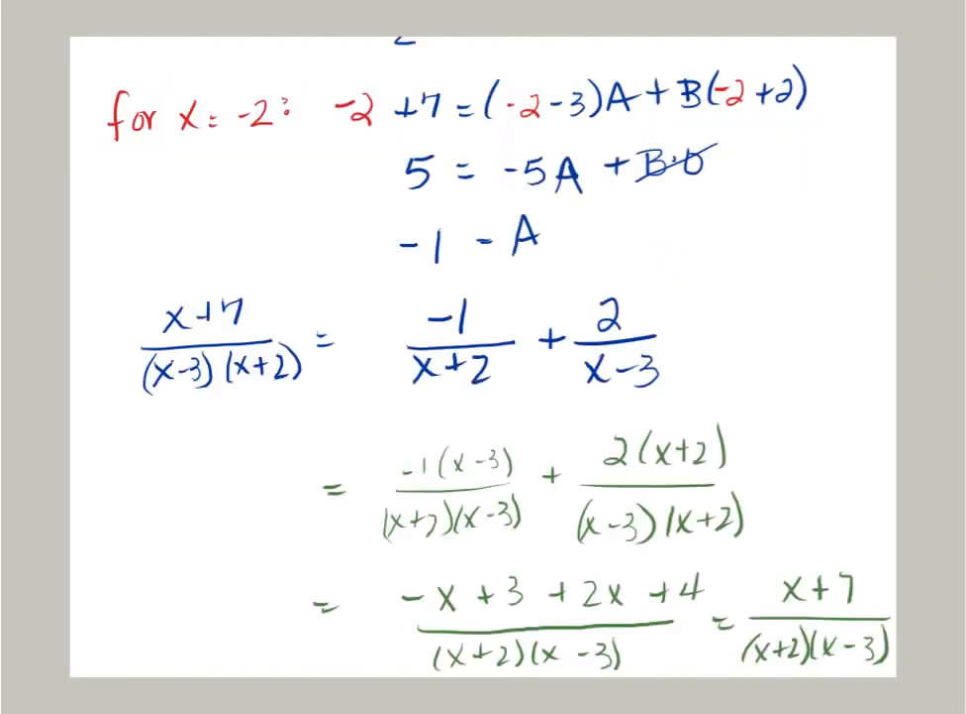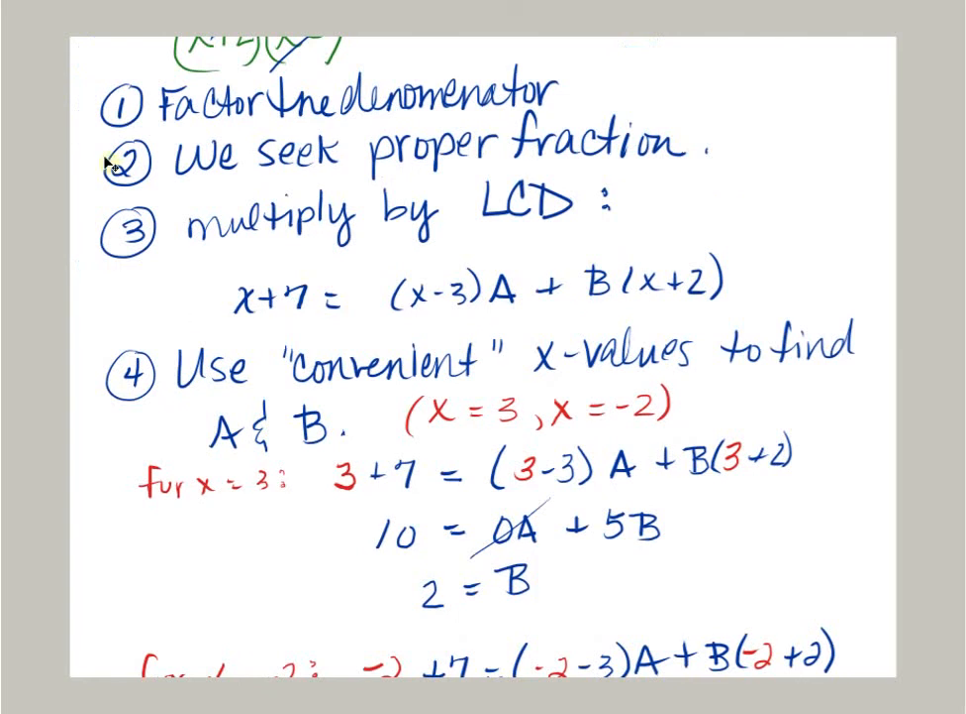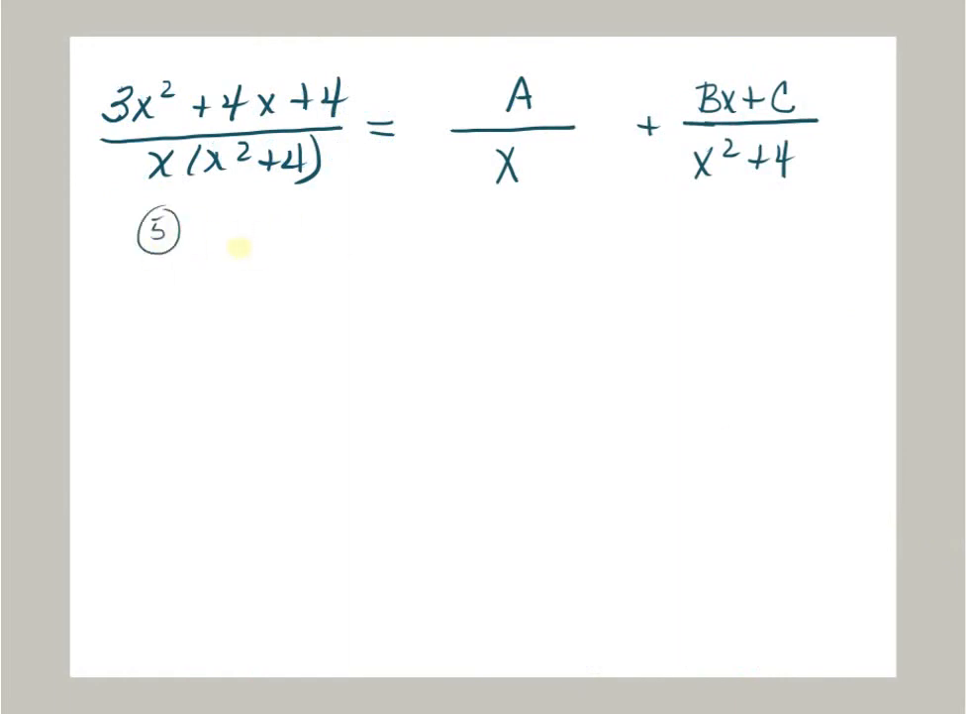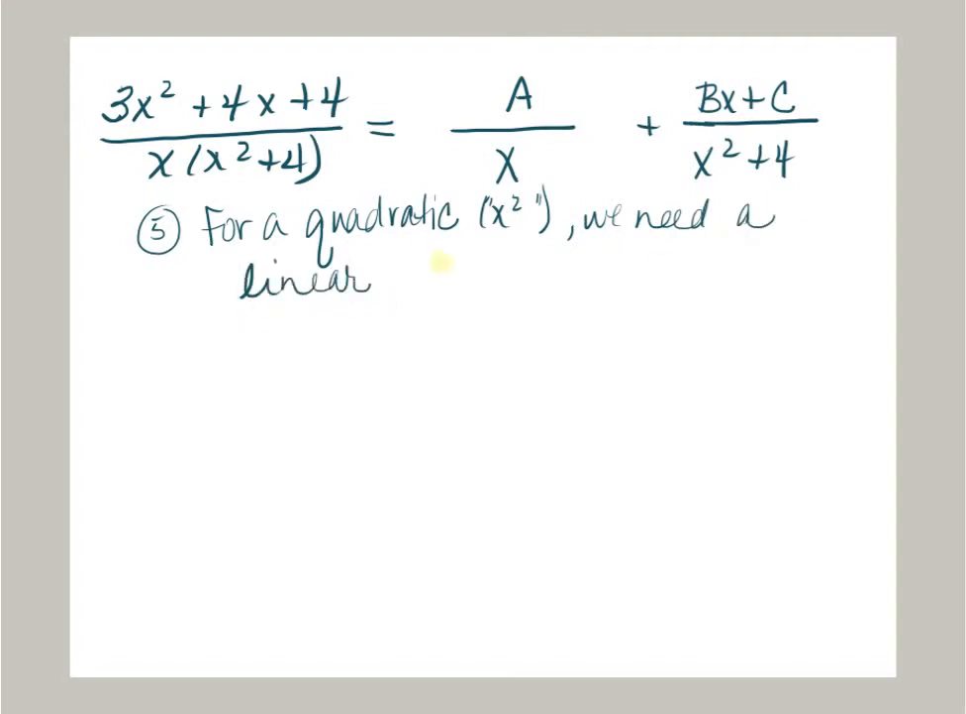And how many rules do we have so far? Let's see, just in case you're taking notes, that was 4 rules so far. So we'll go back and talk about our 5th rule, which is that for a quadratic, x squared kind of denominator, we need a linear ax plus b kind of numerator.